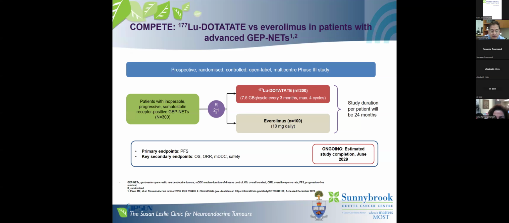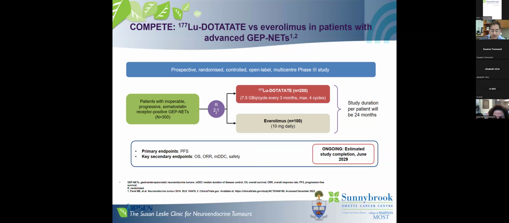They had a sample size of 300 patients. They were randomized in a 2-to-1 fashion to receive the lutetium dotatate here versus everolimus. This is ITM's product, which we don't have available yet in Canada. So this is delivered every 3 months versus Lutathera, which is given every 8 weeks. The comparison here was everolimus, which is another drug that we use based on previous trials.